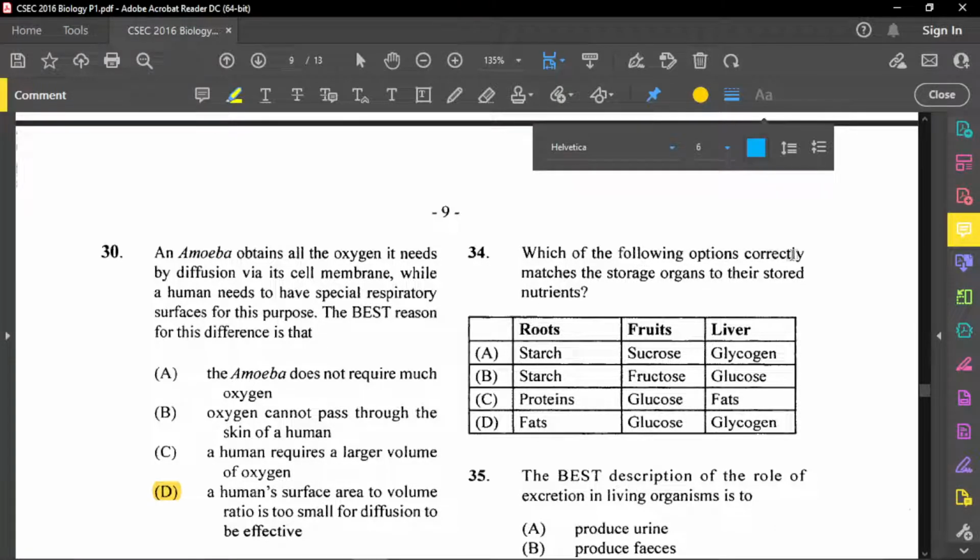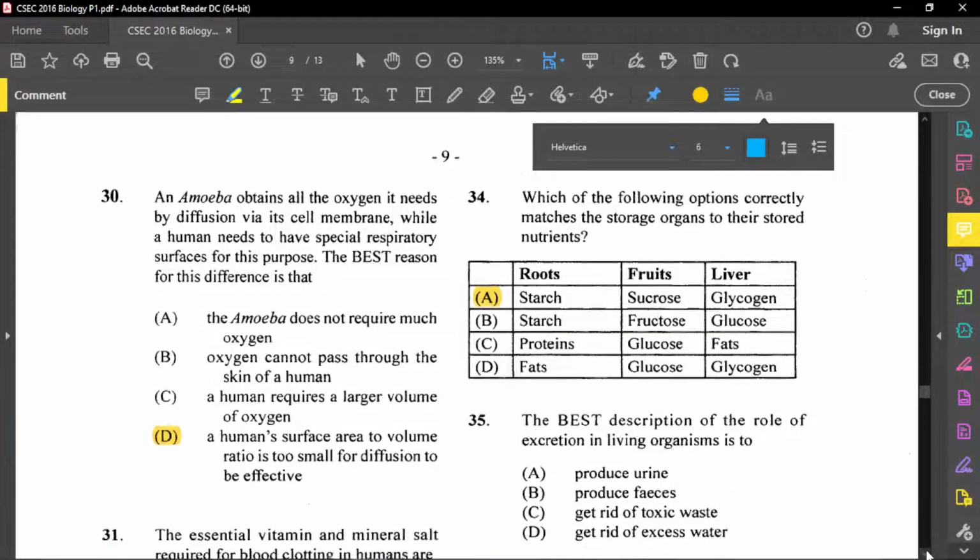Which of the following options correctly matches the storage organ to their stored nutrients? Roots is definitely starch. I'm giving an example like potato roots and cassava roots, yeah, they store starch in them. So now we're going to go between A and B for 34. Fruits contain sucrose, and liver stores glycogen. So definitely A is the answer right there without even going any further. So let's go to 35 now.